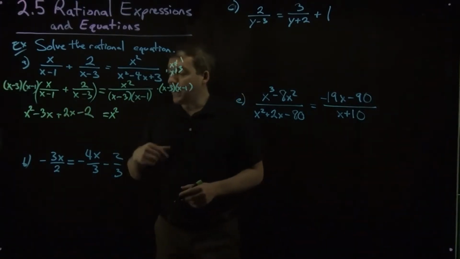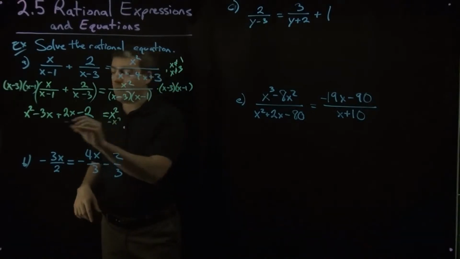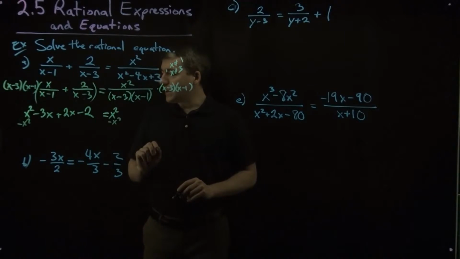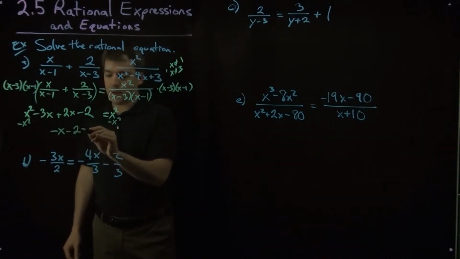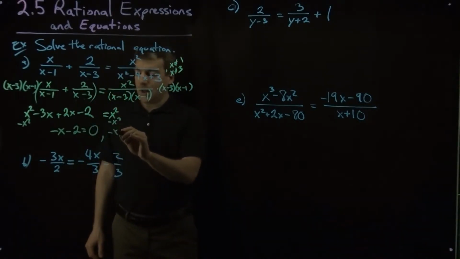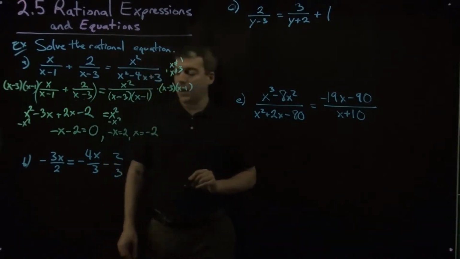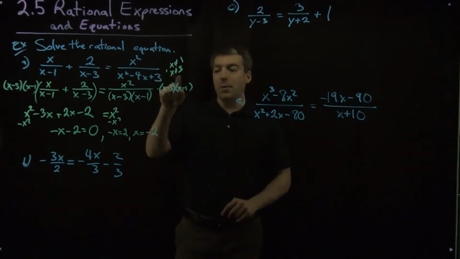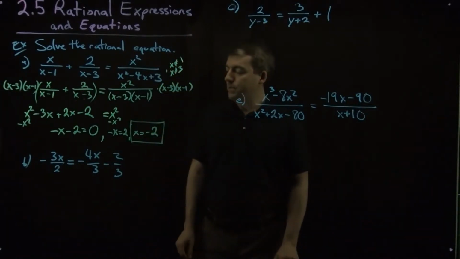And we can simplify this. So let's subtract the x squared. We've got minus 3x plus 2x. So that's just negative x minus 2 equals 0. And that means negative x equals 2, or x equals negative 2. All right, now negative 2 is not a value excluded from our domain, so this is going to be our solution.